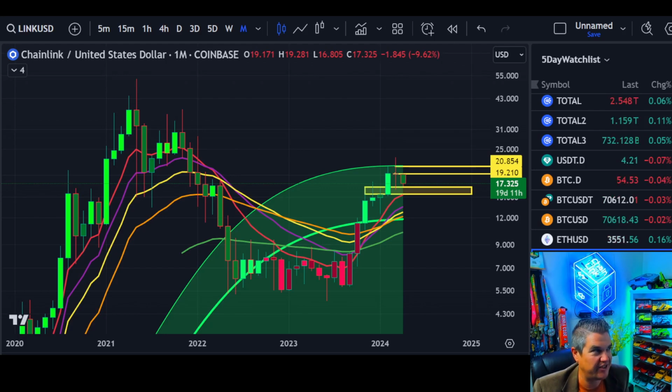Today we're going to look at Chainlink. We're going to look at the macro scale first with the Gaussian channel. Then we're going to zoom in, look at the shorter time frame, and see what we need to be watching for the long term and the short term for Chainlink.